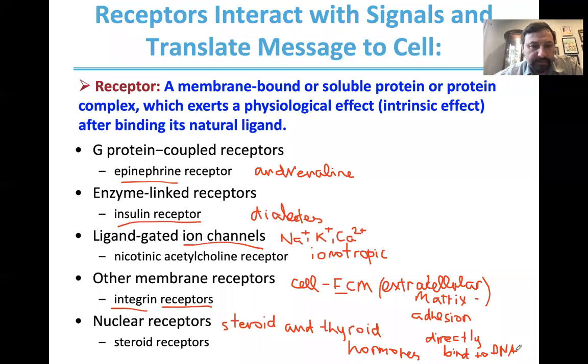All right, so these 5 kinds of receptors we're going to talk about in more detail, right? But I think this slide is a good introduction into various receptors and their different functions and structures. Do you have any questions?